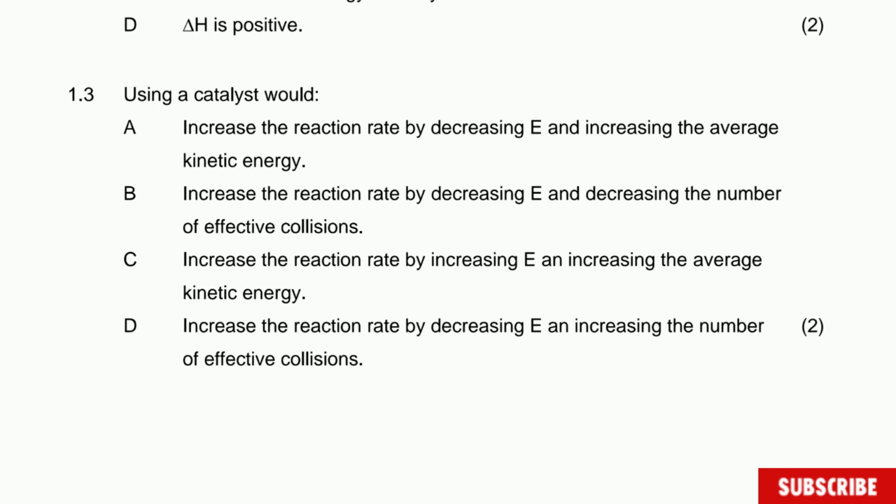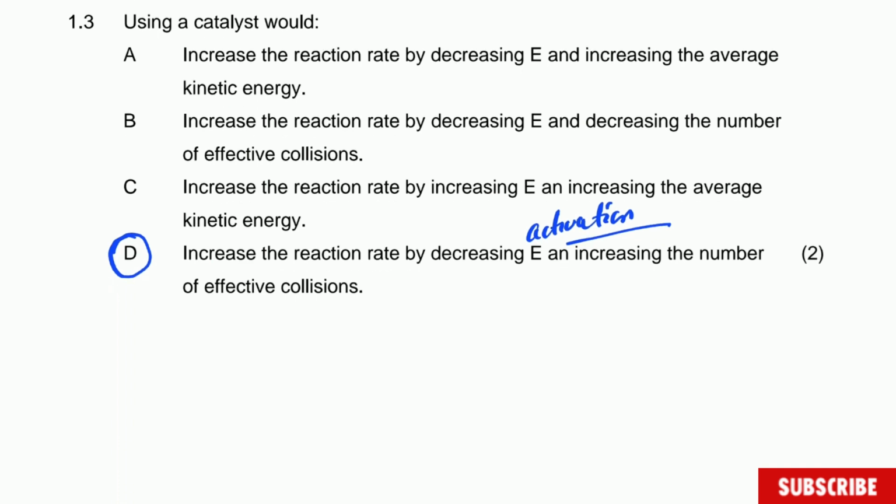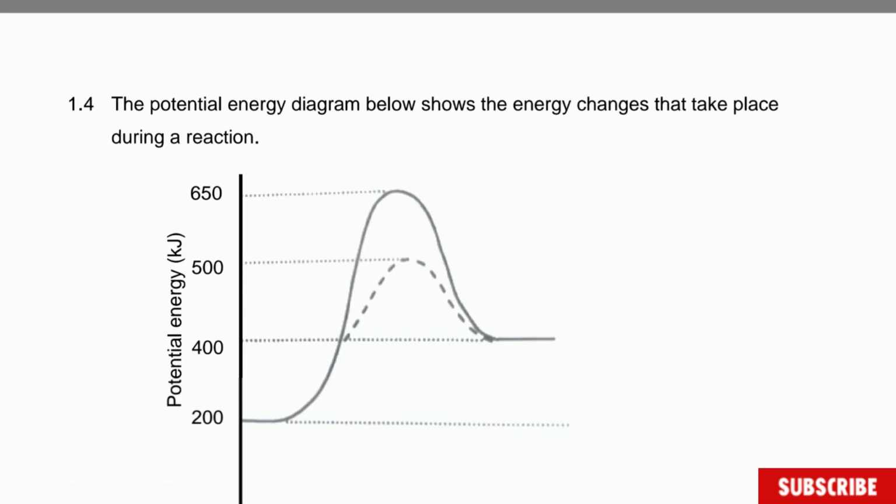Increase the reaction rate by decreasing energy and increasing the number of effective collisions. So the correct answer for 1.3 will be: increase the rate of reaction by decreasing the energy. This one is the activation energy. That is the activation energy. That is 1.3.